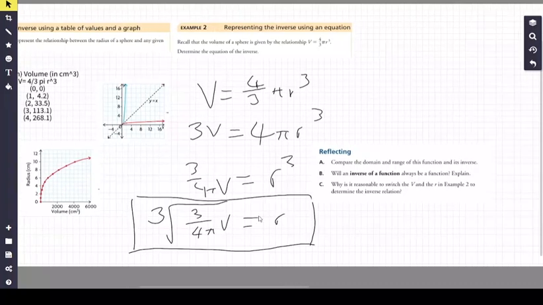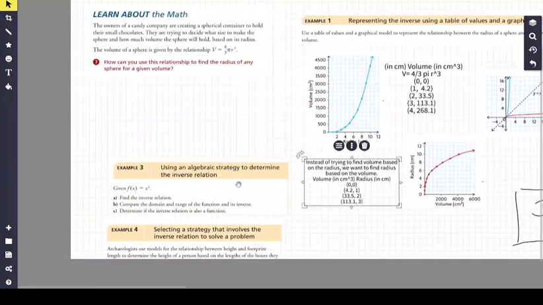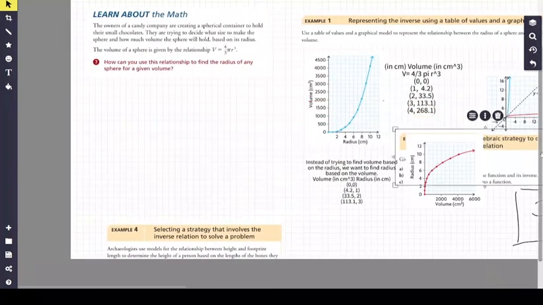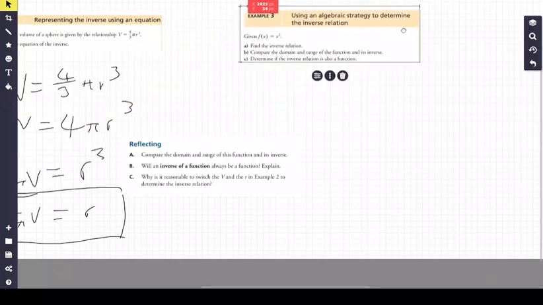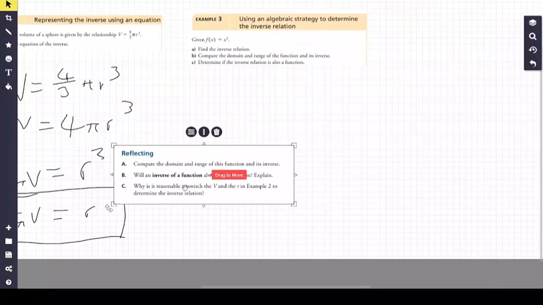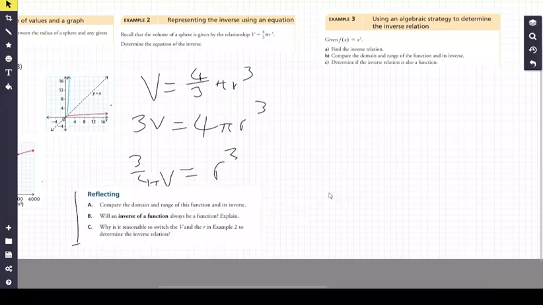But let's look at this. Will an inverse function always be a function? So we want to know always. Will it always be? So let's think about it. These questions are for later, but we should take a look at them right now to just give us an idea of what's going to happen. And then, why is it reasonable to switch V and R? We already explained this, but I want to keep B in mind because we can't solve that right now. We don't really know if it's always a function or not. Right now, it seems like it is, but maybe in the near future we will be able to find out that it isn't. Let's go ahead and look at example 3. So we're going to keep B in mind. Let's put that question over here.